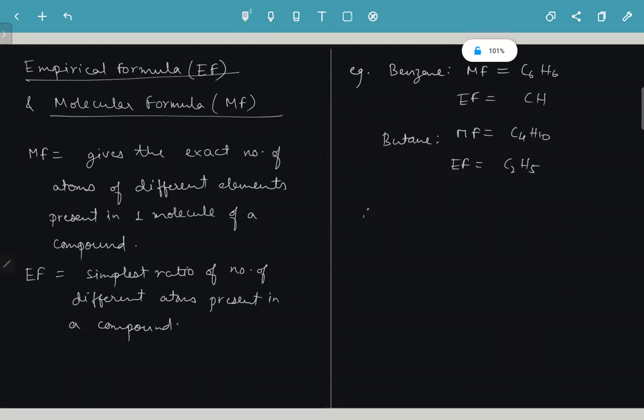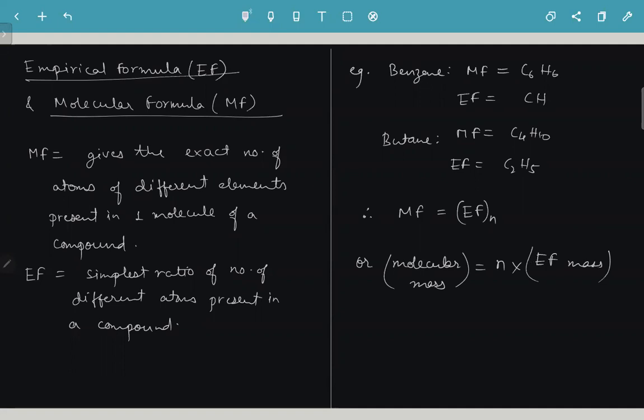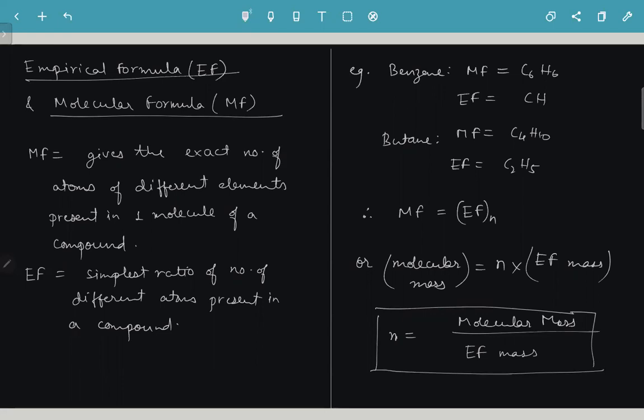We can say that the molecular formula is a whole number multiple of the empirical formula, or molecular mass is equal to n into empirical formula mass. So from here this whole number n can be calculated as molecular mass upon empirical formula mass. If you know the molecular mass and the empirical formula, we can find out the molecular formula by this method.